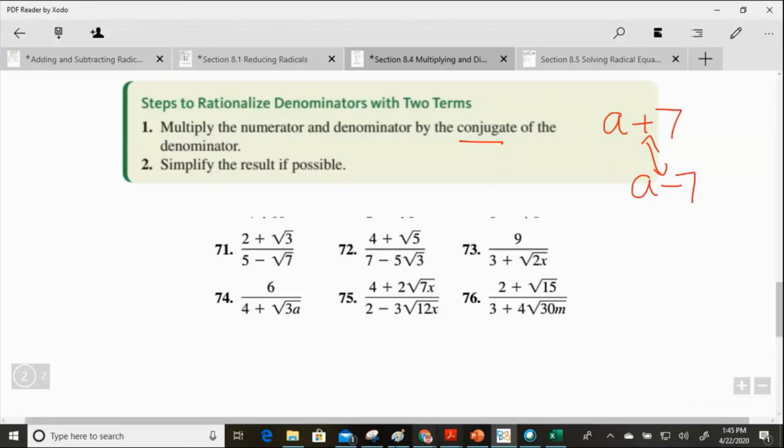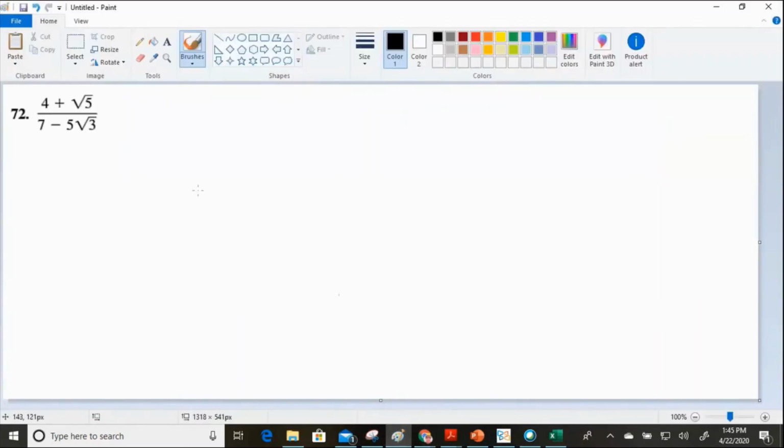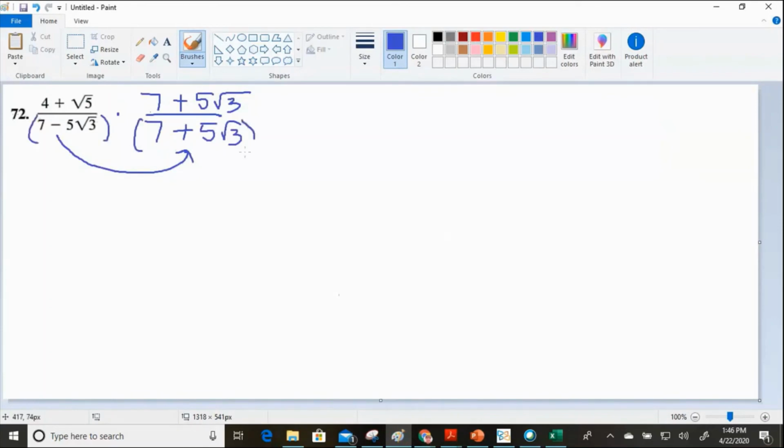So we're going to work one together. So I'm going to multiply by the conjugate. So top and bottom. So my conjugate is going to be 7 plus 5 onto the square root of 3. And you remember what I just told you. All I did was change the sign. Okay, so now I have to do this across. This is FOIL. This is FOIL all the way across.